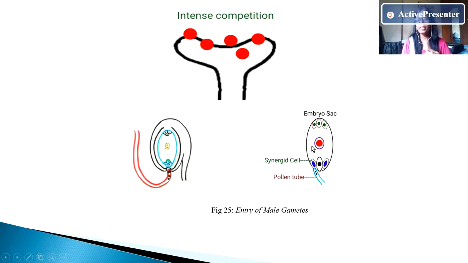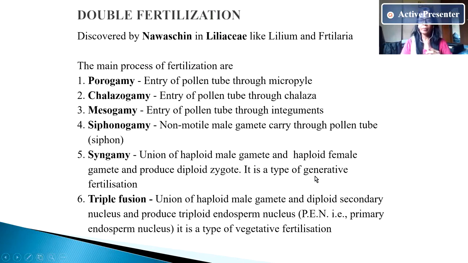Here this is the female gametophyte. It is a 7-celled and 8-nucleated structure. This is diploid at the center, and there are 3 haploid cells here and 3 haploid here. These are the synergids, the egg cell at the center, and here the pollen tube with the 2 male gametes. And here we can say double fertilization. Fertilization in angiosperms is known as double fertilization. Why it is called double fertilization and what the products of double fertilization are, we will see now.